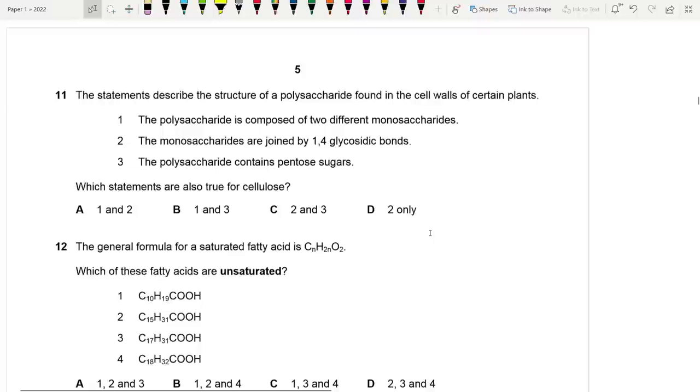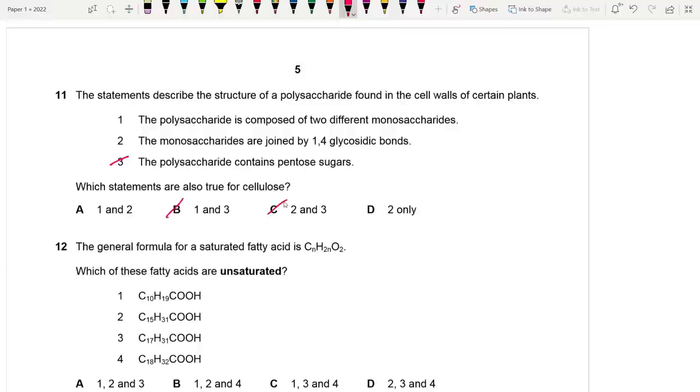The statements describe the structure of a polysaccharide found in the cell walls of certain plants. It is composed of 2 different monosaccharides. The monosaccharides are joined by 1,4 glycosidic bonds. The polysaccharide contains pentose sugars. Which statements are true for cellulose? Cellulose is composed of glucose, hexose, so 3 is wrong. 3 can't be the answer.